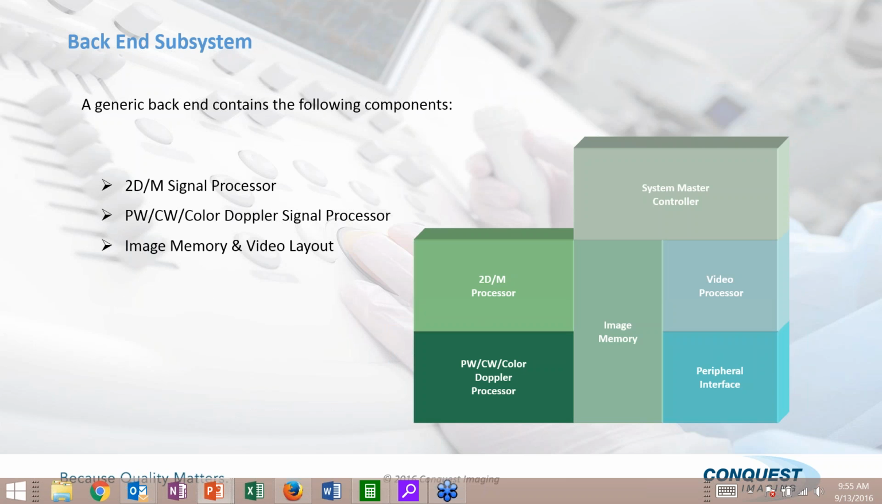Now we have our back end. And our back end, its job is to take all these received signals and create an image that the human eye can understand. And in the vast majority of contemporary ultrasound systems, this back end is a computer. So if you look at this, we have a master controller or a CPU, we have image memory, we have a video card, we have our peripheral interface, which is where our control panel that the sonographer utilizes to give commands to the system, it comes into the computer and it tells the computer what to do.